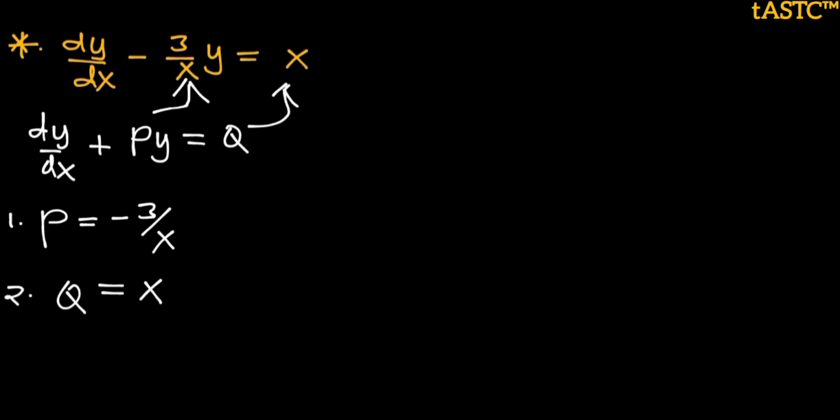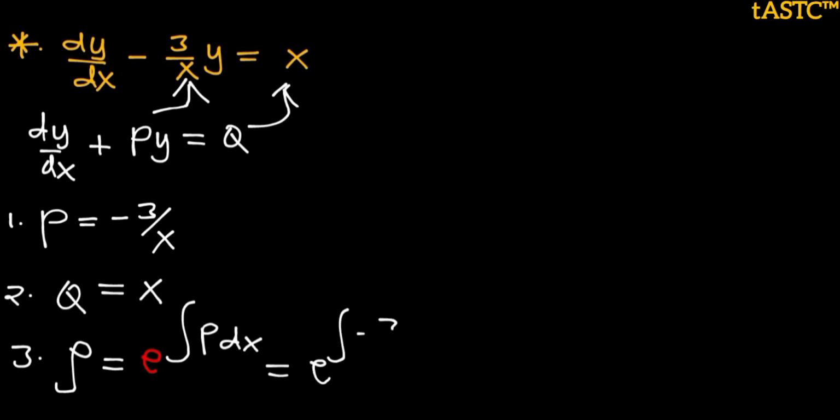Now the next thing we need to do is find the integrating factor. The integrating factor is equal to e raised to the power of the integral of p dx. Now we know what p is, so this is going to be e raised to the integral of minus 3 divided by x dx. I have a constant multiplied with the variable 1 over x, so I'm going to take that out, and that will be minus 3.